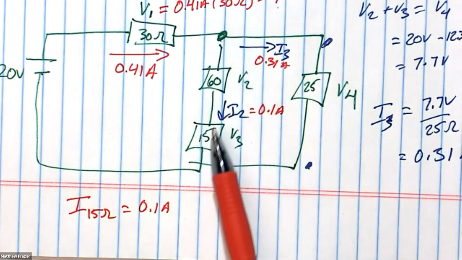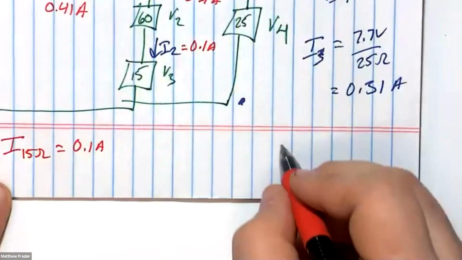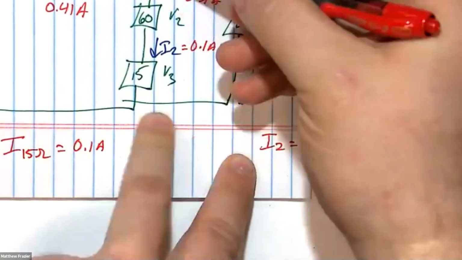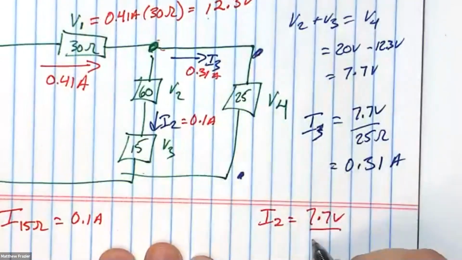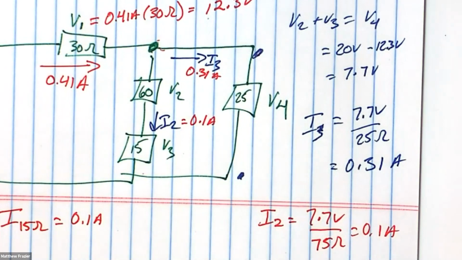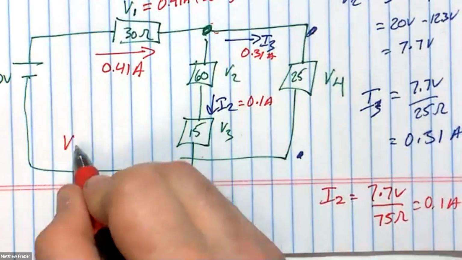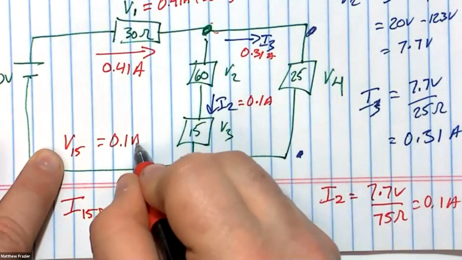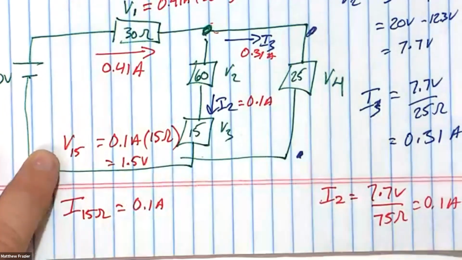Now you could also try to find this by saying, off to the side here, I2 is 7.7 volts, the voltage from here to here, divided by that resistance, and 0.1 amps. So now we want this voltage, and that is 0.1 amps times 15 ohms, which is 1.5 volts.